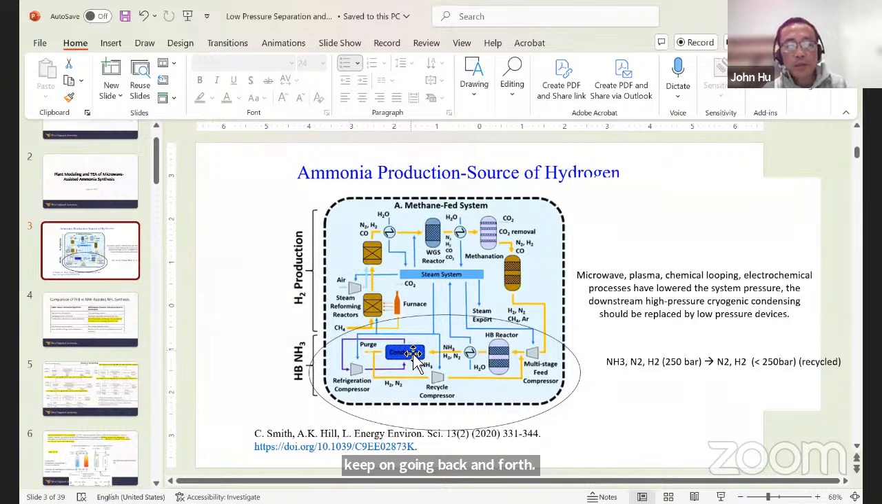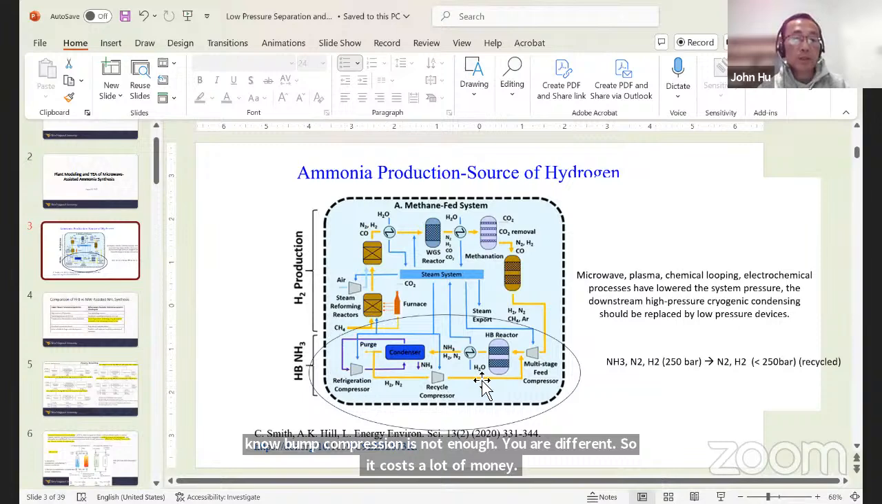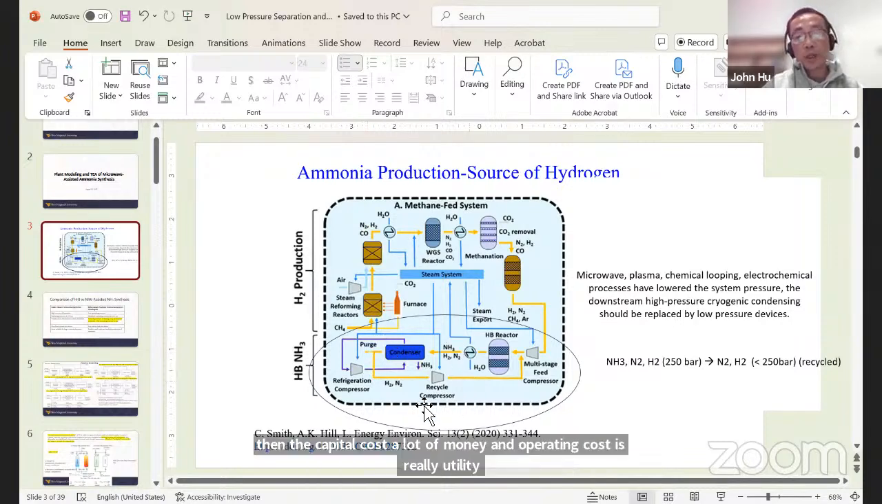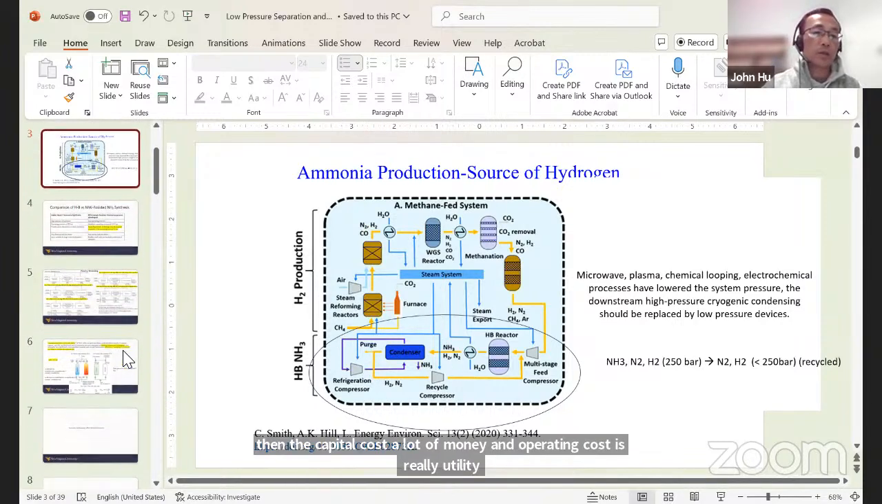These are three major vessels: the cryogenic high pressure condenser, the refrigeration compressor, and the recycle compressor. As I mentioned, each compressor has three stages. It's not just one, it's three, because you compress the gas all the way to 250 bars. From low pressure, you have to have different stages. One compressor is not enough, so it costs a lot of money. The capital costs a lot of money, and the operating cost is really utility, electricity cost. So all these are eliminated, the operating cost.